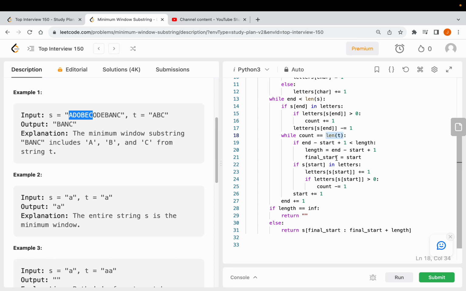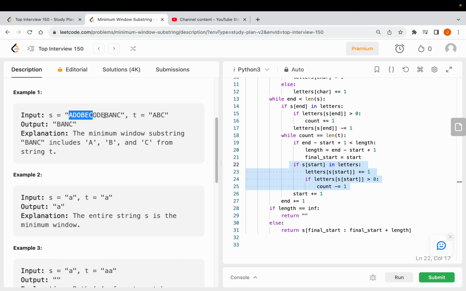Now, the interesting and difficult part. In this algorithm, this part is not intuitive. It took a while to understand, but this is also what makes it efficient. So start is currently looking at A, the starting character. Is that in the dictionary? Yes, which means we have this current window that is valid. And what are we going to do next once we find a valid window?